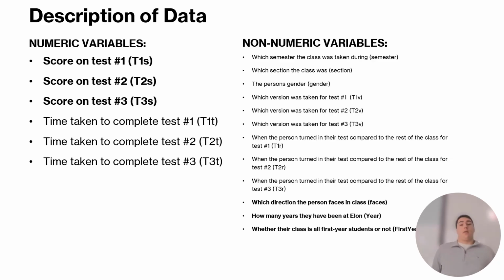We also have on the right side which semester the class was taken during, which section the class was, the person's gender, the version the class was taking for test 1, 2, and 3, and when the person turned in the test compared to the rest of the class, 1, 2, and 3, which direction the person faces in class, how many years they have been at Elon, so first year or other students, and whether the class is all first year students or not.